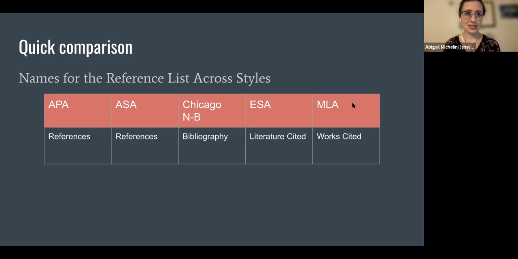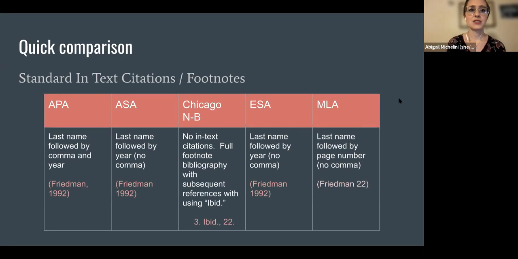APA has the best examples now. They have a student paper example, a professional paper example, and MLA in the new book has examples. So you can look at the example. What does it say? All right, standard in-text citations or notes. If you're in notes bib, you have no in-text citations. Everything's in those notes at the bottom of the page. For APA, it's going to be the last name, comma, year. ASA, last name, no comma, and year. And you don't need the page number most of the time. Why? You want to remember?